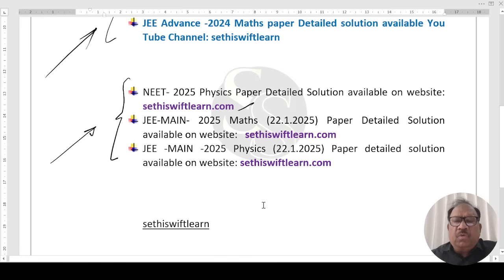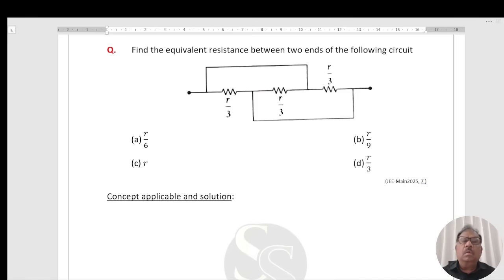Now let's start with the question. Question is, find the equivalent resistance between two ends of the following circuit. Four options are given to you. One of the options is correct. Question is taken from JEE Main 2025.